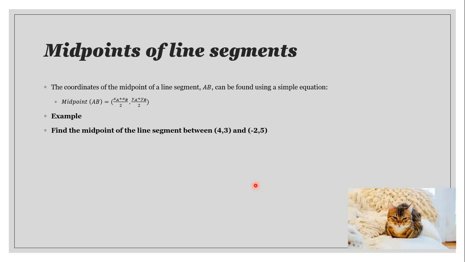Find the midpoint of the line segment between 4, 3 and minus 2, 5. So the midpoint coordinates are going to be 4 plus minus 2 over 2 and 3 plus 5 over 2. 4 plus minus 2 over 2 is 2 over 2. 3 plus 5 over 2 is 8 over 2. Both of those can be simplified to give 1, 4.